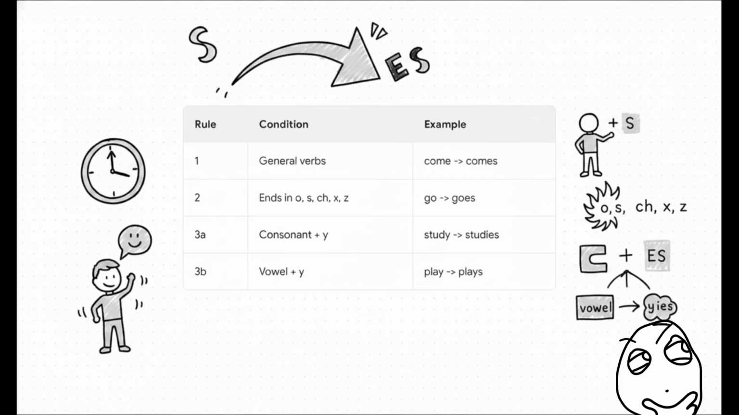And number 3, the tricky one, verbs ending in y. If there's a consonant right before the y, you drop the y, change it to an i, and add es, like study turning into studies. But wait, if there's a vowel, a, e, i, o, u, before the y, don't change a thing. Just add an s, like play to plays. See? When you break it down like a giant puzzle, it's really not that complicated.